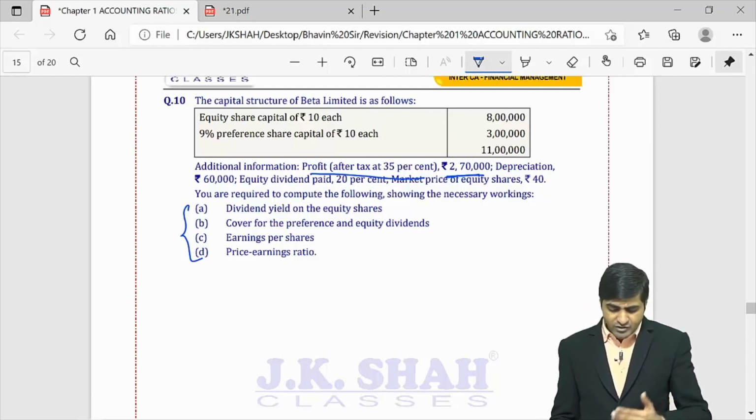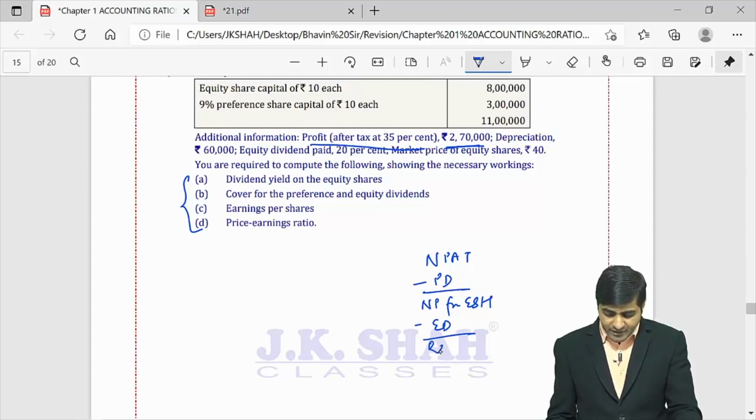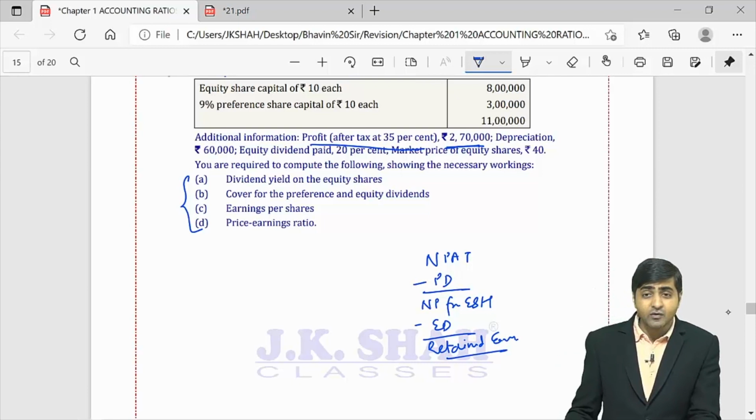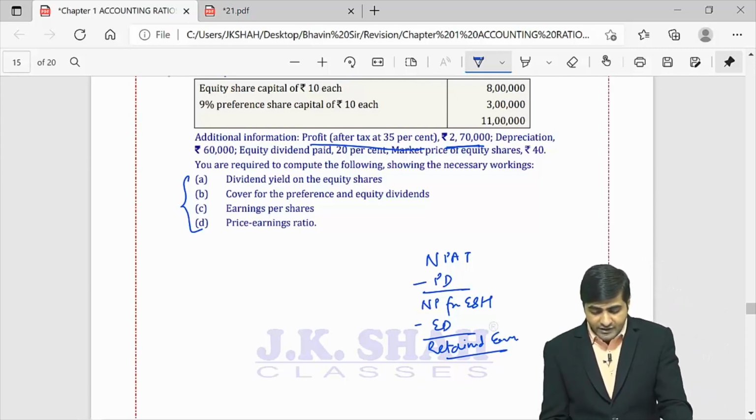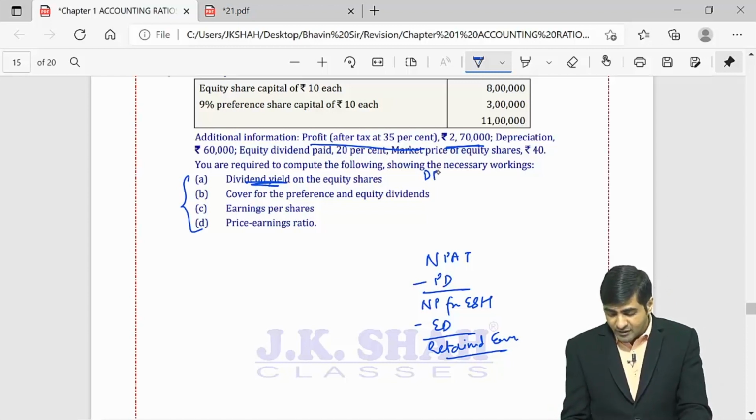Let us just check which details are available. See, from net profit after tax, if we subtract your preference dividend, we'll get your net profit for equity shareholders, and then we'll subtract equity dividend, we'll get your retained earnings, right? Now in this particular question, we are required to calculate your dividend yield. So dividend yield will now become your returns, right? Yield is one kind of return on the market price. So it will be DPS upon MPS.